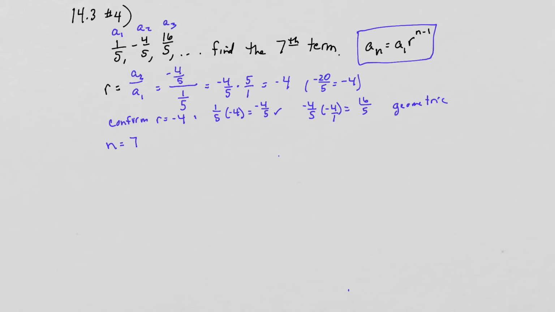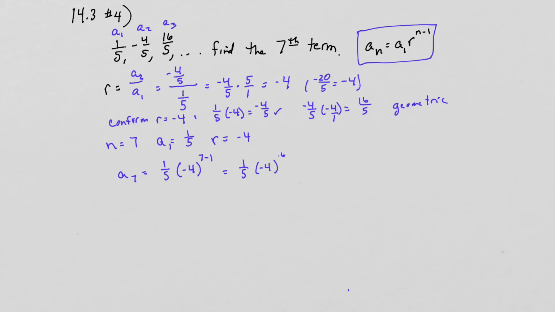A sub 1 will be 1/5. R will be negative 4. So let's go ahead and find a sub 7. A sub 7 equals 1/5 times r, which is parentheses negative 4. So that's how I indicate multiplying with parentheses. And then n is 7, so 7 minus 1. So 1/5 times negative 4 to the 6th power.